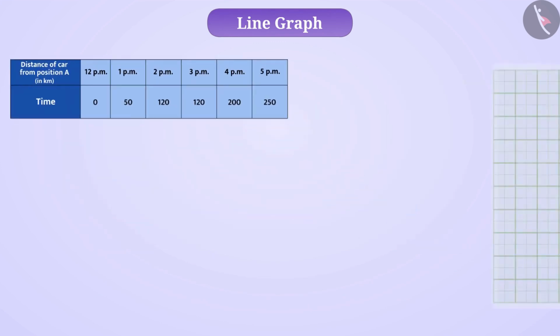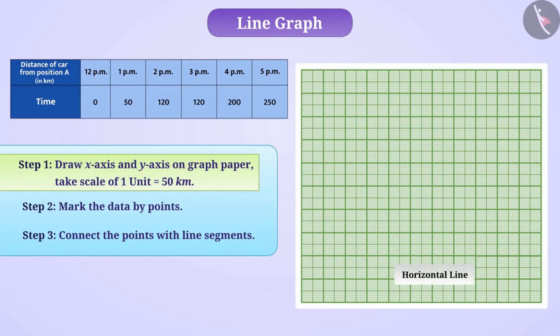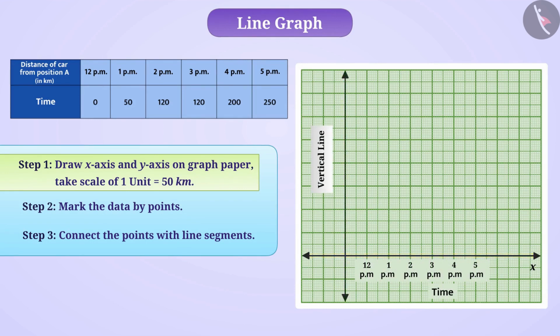We will take a graph paper. On this, a horizontal line will be drawn, which is called the x-axis. We will show the time on the x-axis. Similarly, we will draw a vertical line, which is also called the y-axis. On this, we will mark the distance of the car from position A. To show this distance, we will take a scale of 1 unit equal to 50 km on the vertical line.